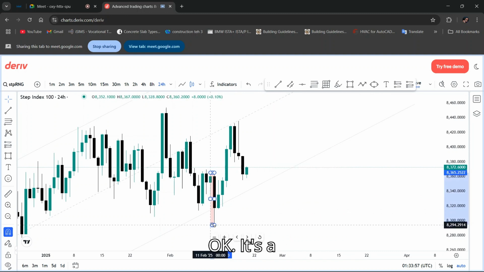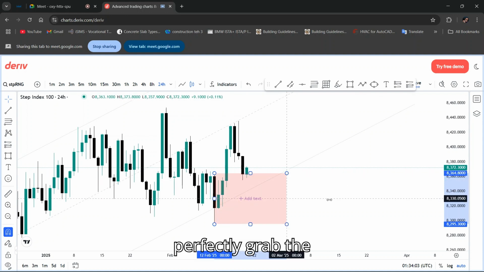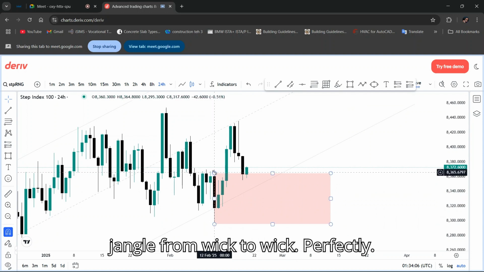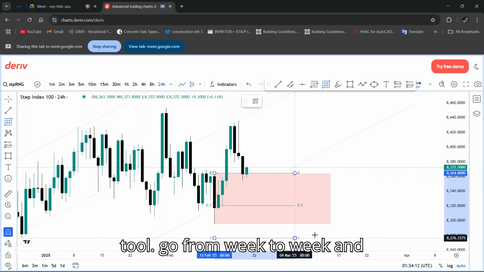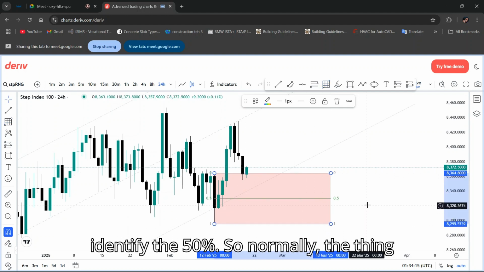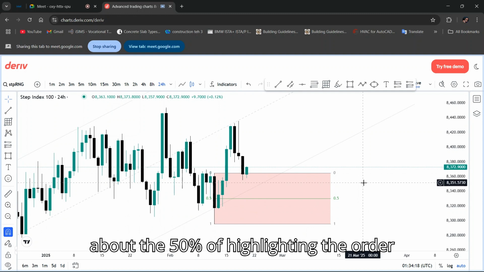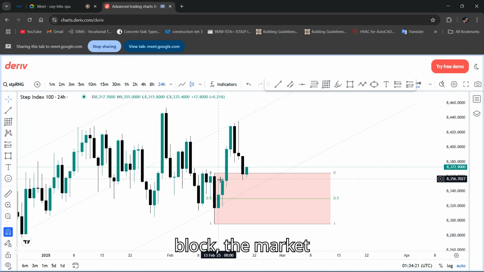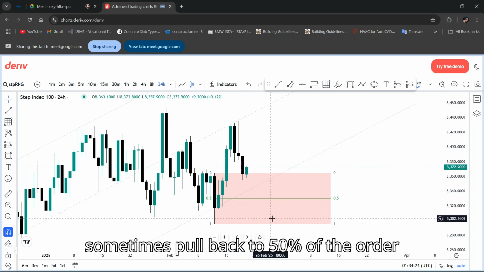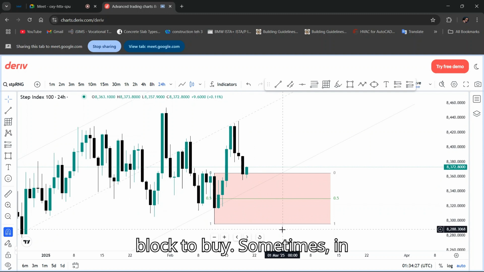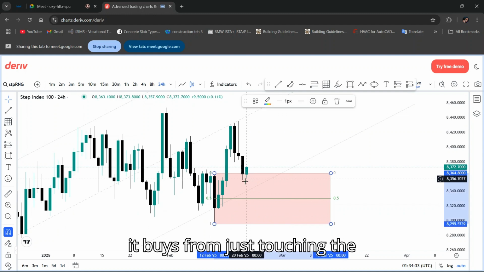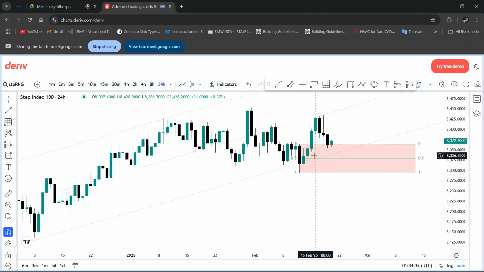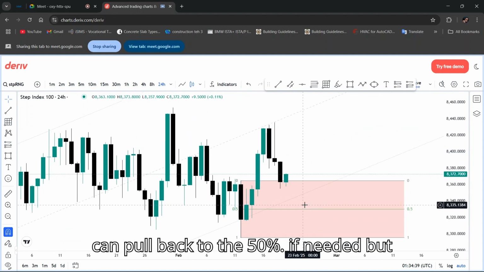Okay. The magnetic tool kind of helps if you perfectly grab the candle from wick to wick. And I like to use the gun box to go from wick to wick and identify the 50%. So normally, the thing about the 50% of highlighting the order block is that the market sometimes pulls back to 50% of the order block to buy. Sometimes, in some cases. In other cases, it buys from just touching the order block and pushing off. But anything is possible. It probably can pull back to the 50% if needed.